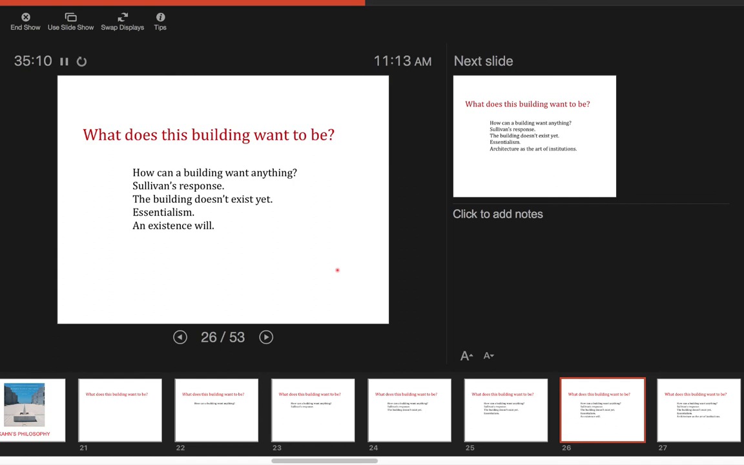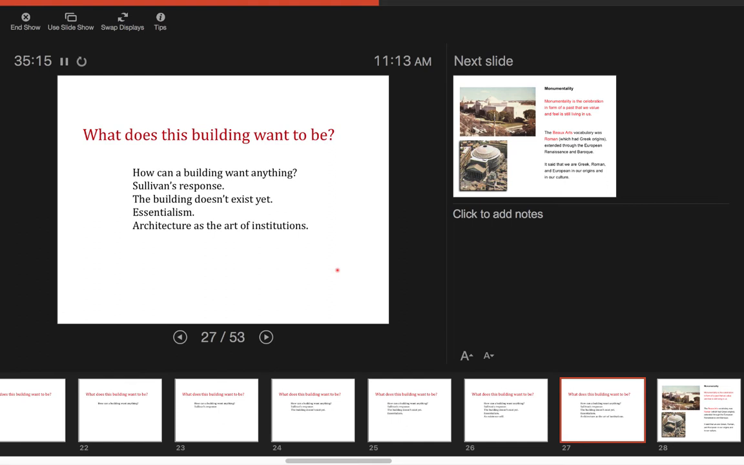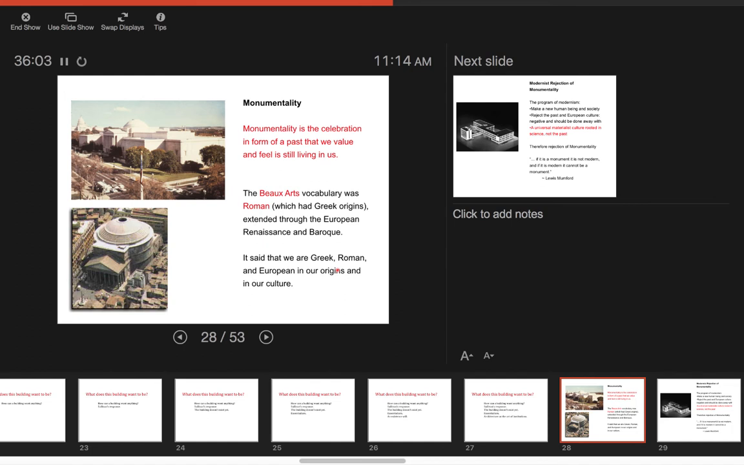This also implies architecture is the art of institutions. What does this building want to be? What that means is, if we're doing a school, what is education all about? We're doing a laboratory. What is scientific research all about? What is science? Architecture is a projection of what is science, timelessly and in our time. So this is how we can see a rich unfolding from a simple phrase. Now, there are a lot of places to begin. So I'm going to choose monumentality. But you could begin elsewhere.